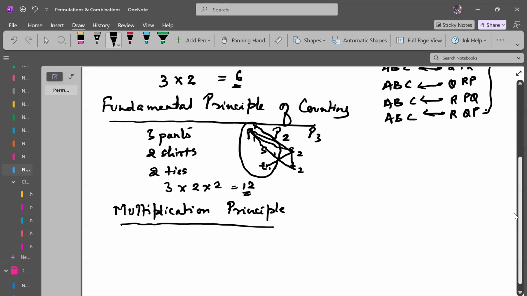Find the number of four-letter words, with or without meaning, which can be formed out of the letters of the word BOAT, B-O-A-T, where the repetition of the letters is not allowed.